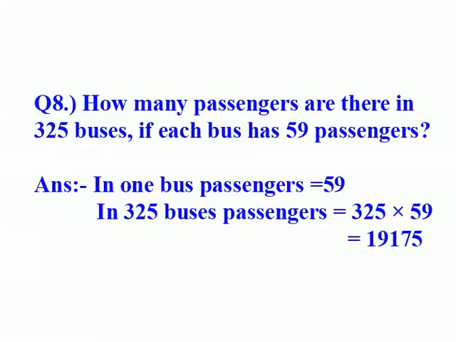How many passengers are there in 325 buses if each bus has 59 passengers? सो एक बस में इतना पैसेंजर हम लोग का लेके जा सकता है, 59 पैसेंजर्स लेके जा सकता है. तो टोटल नंबर ऑफ बसेस जो है 325 है. 325 बस में कितना पैसेंजर लेके जा सकता है. डेफिनेटली ये भी इजी है.